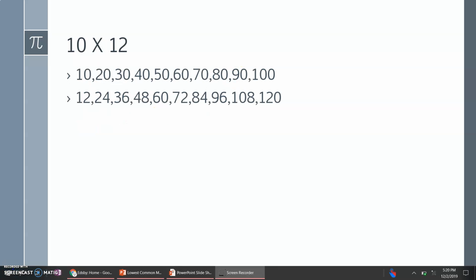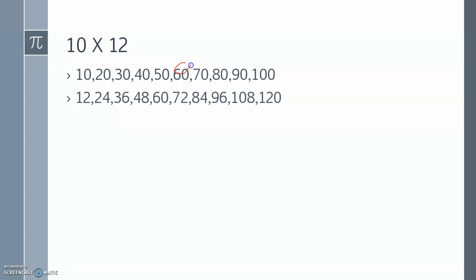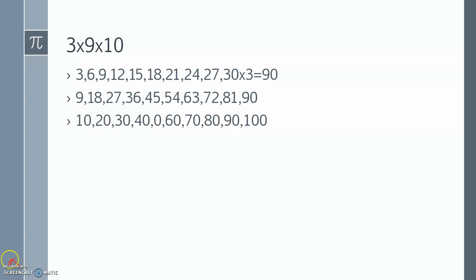For this one, you're going to need to do 60 and 60. Sometimes when you're doing it, but not for this one, you're just going to need to times them both together. So 10 times 12, and that'll be 120, and then 10 times 12 here is also 120.